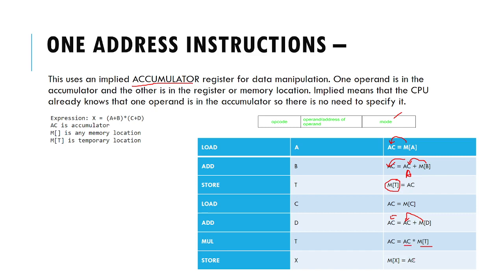Now we are moving the result of the accumulator inside the memory location X, meaning this expression. Understood? This expression we are assigning to this operand X.